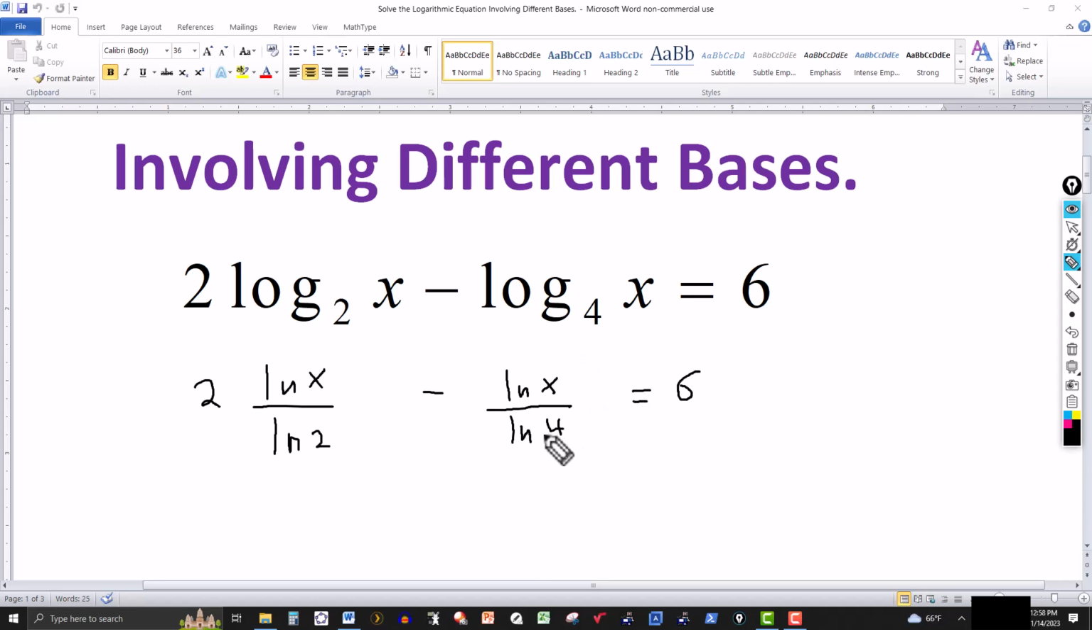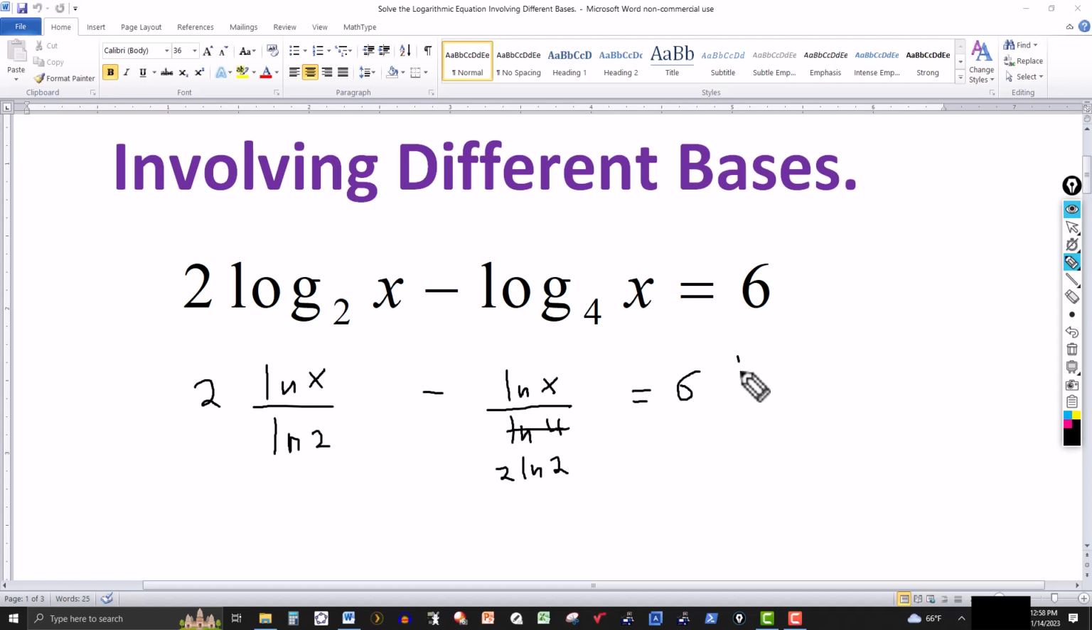And then here's how I'm going to use one of the properties. This is in the denominator here, natural log of 4, and that's the same thing as 2 to the second. So think of 4 as 2 squared. The 2 can come out here in the front. And you got that. So I just mark this out. This is what I have.